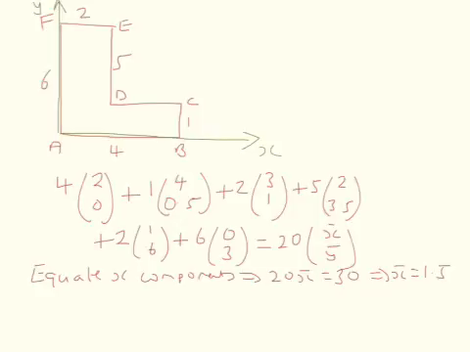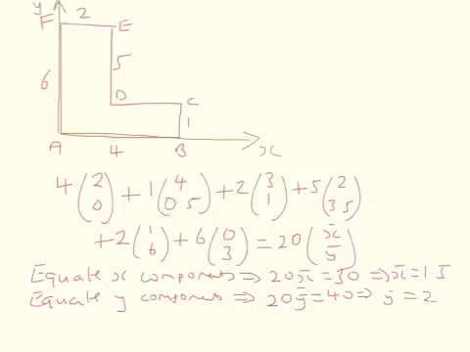And then let's equate the y components. So we've got 4 times 0 is 0, a half, 2 plus a half is 2.5, 5 times 3.5 is 17.5, so that's 20, 32, 40. So 20 y bar equals 40. Excuse me, so y bar is at 2.